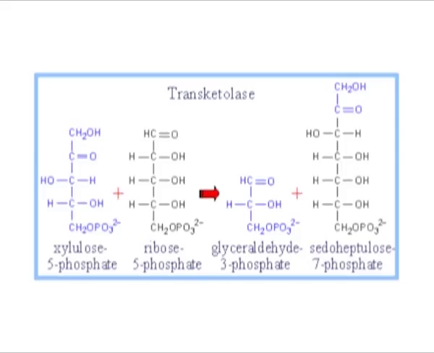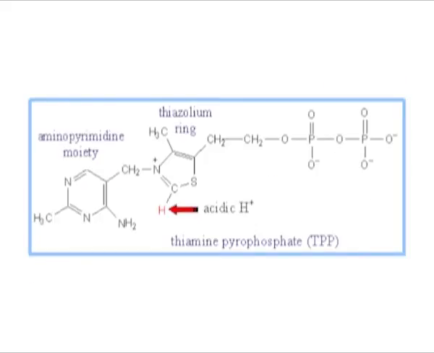Step 3. Xylulose 5-phosphate and ribose 5-phosphate in presence of transketolase and cofactor thiamine pyrophosphate is converted to glyceraldehyde 3-phosphate and sedoheptulose 7-phosphate. Thiamine pyrophosphate binds at the active sites of enzymes. The amino group of the aminopyrimidine moiety is close to the dissociable proton and serves as a proton acceptor. This proton is promoted by a glutamate residue adjacent to the pyrimidine ring.